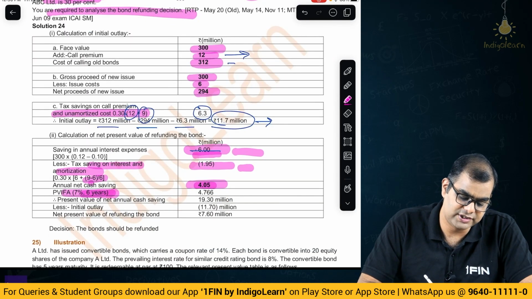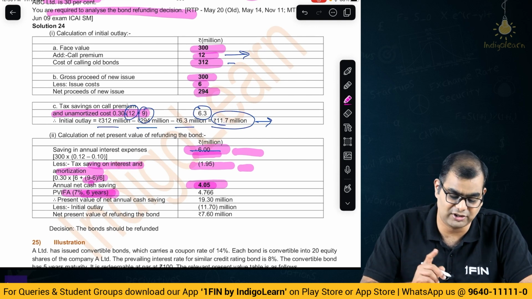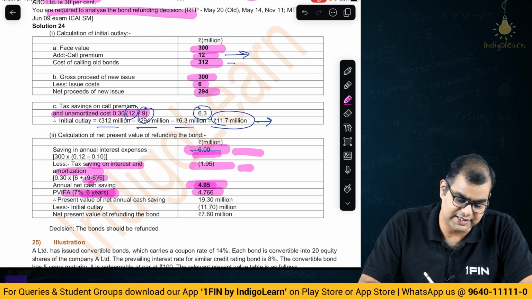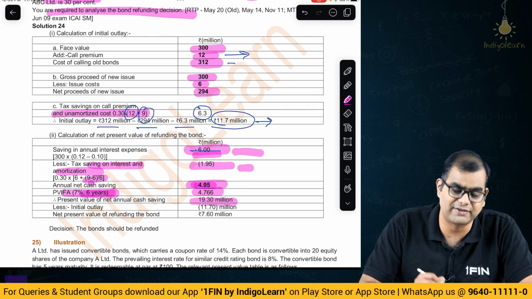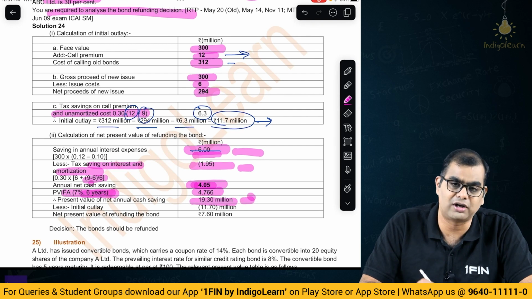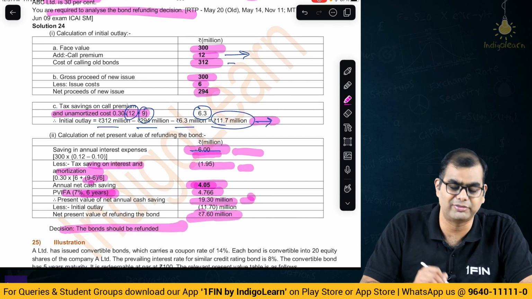So for 4.05, you compute the present value factor for 6 years at 7% on an annual basis, and you get a present value factor of 4.766. Multiply 4.766 with the annual saving of 4.05, and you get total savings, or inflow, of 19 million. Whereas the outflow is 11 million. So the net savings is 7.66. The bond should be refunded.